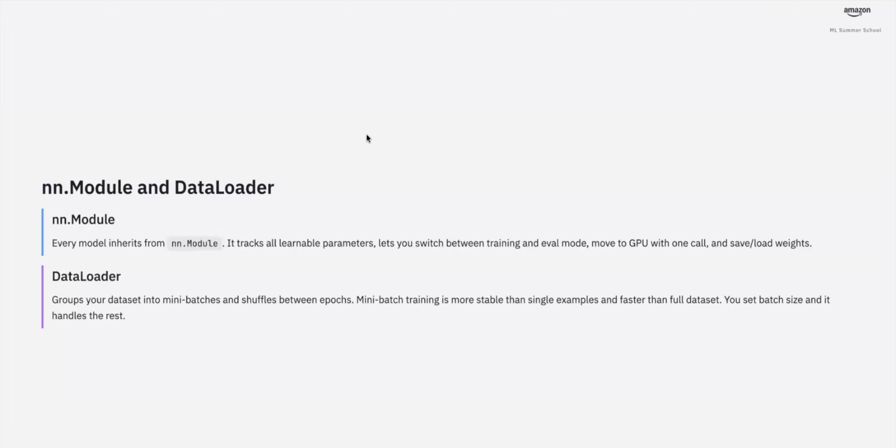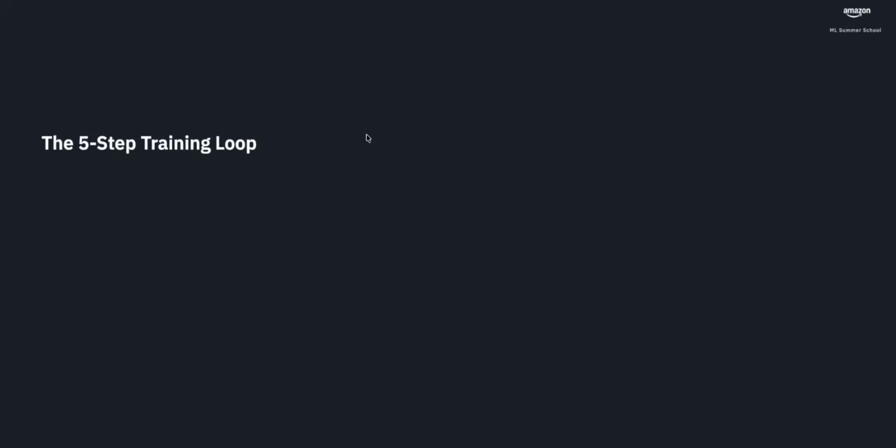We'll be seeing their implementation in our hands-on demo that we have at the last. All of the four pieces that we have talked about come together in this 5-step loop. Every PyTorch project uses these exact steps.